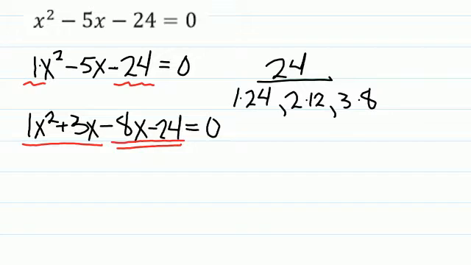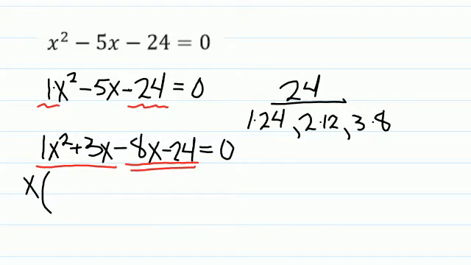And now I'm going to ask myself, what is the greatest common factor between x squared and 3x? And the greatest common factor is x. x times x is x squared. And x times 3 is 3x. I'm going to do the same for these next two terms. What is the greatest common factor I can factor from each of these terms? And that is going to be negative 8. So minus 8 times x plus 3.